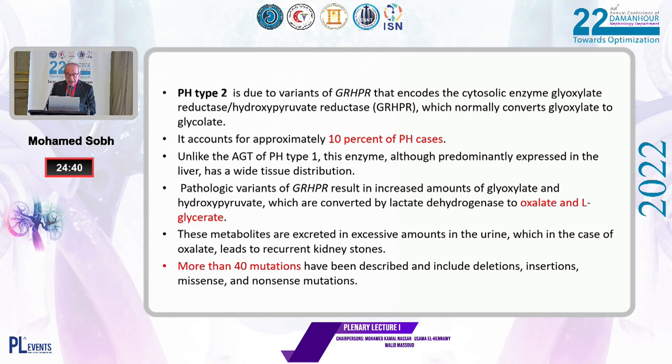Unlike type 1, this enzyme, although predominantly expressed in the liver, has a wide tissue distribution. Pathologic variants in this gene result in increased amounts of glyoxylate and hydroxypyruvate, which are converted by lactate dehydrogenase into oxalate and L-glycerate. If you are going to look at the urine, this L-glycerate will differentiate type 1 from type 2. These metabolites are excreted in excessive amounts in urine, which in the case of oxalate leads to recurrent kidney stones. More than 40 mutations have been described and include deletion, insertion, missense, and nonsense mutations.